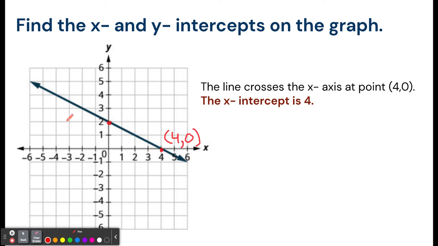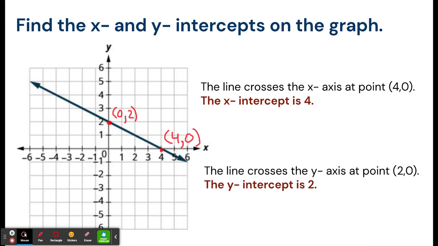My y-intercept occurs at (0, 2). I have not moved left or right along the x-axis. I've simply moved up 2 spaces on my y-axis, which means my y-intercept is 2, occurring at (0, 2). Notice that for my y-intercept, x is 0. For my x-intercept, y is 0.